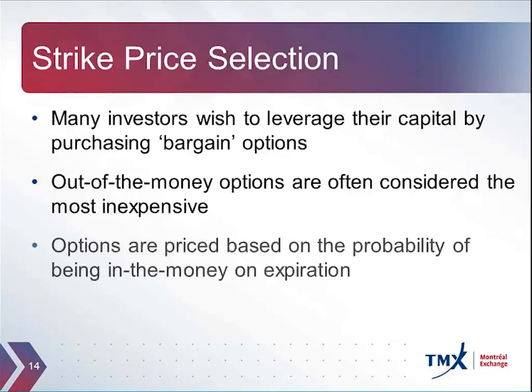And so we want to recognize that options are priced based on the probability of being in the money on expiration. In other words, options are about rights and obligations, and the strike price that we select represents the price at which the option holder has the right to own the stock, or sell the stock if it's a put. Now, the closer the strike price is to the current stock price, that would be considered at the money. The further away would be out of the money, and if the stock price is in fact above the strike price in the case of the call, that would be considered in the money.